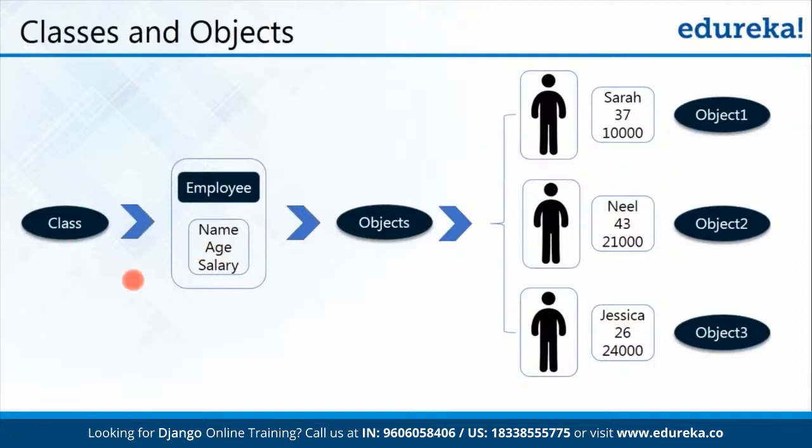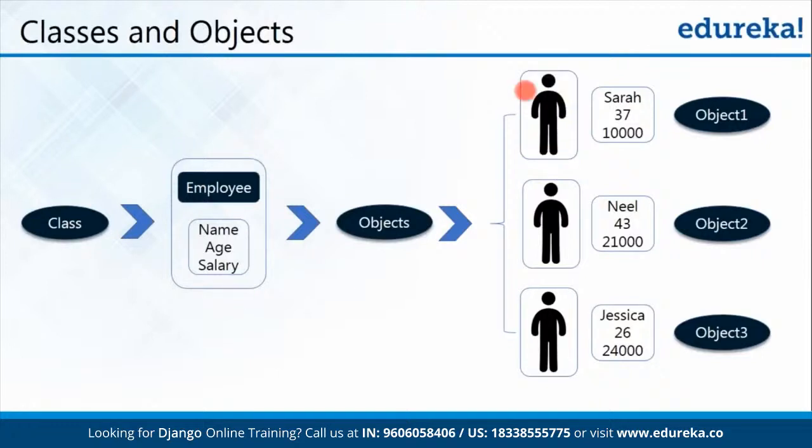So we have a class here that is employee, and it has various attributes such as name, age, and salary. But what are objects? Objects are nothing but the instance of this particular class that is employee. I'm just giving an example. Objects are the instance of a class, and in our example the class is employee. So the objects will be instances of the employee class.